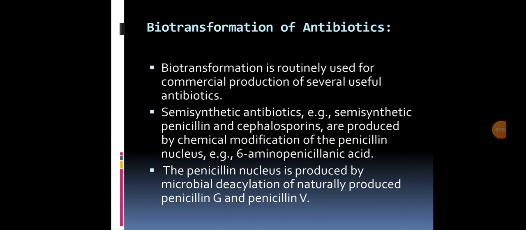Biotransformation of antibiotics. Biotransformation is routinely used for commercial production of several useful antibiotics. Thus, penicillin can be natural, like penicillin G, which is a natural penicillin also known as benzyl penicillin. The other forms are semi-synthetic penicillins and cephalosporins, which are produced by chemical modification of the penicillin nucleus called 6-aminopenicillanic acid. The penicillin nucleus is produced by microbial deacylation of naturally produced penicillin G and penicillin V.